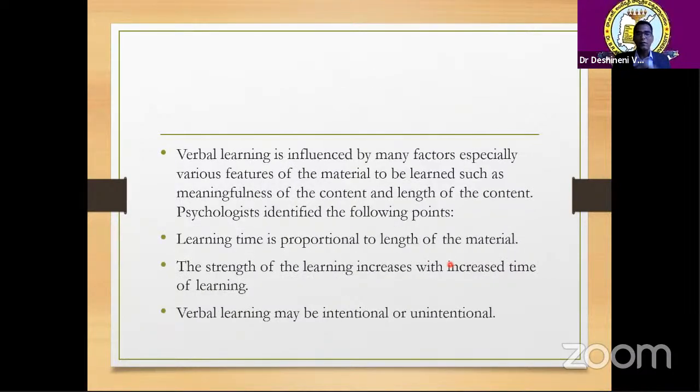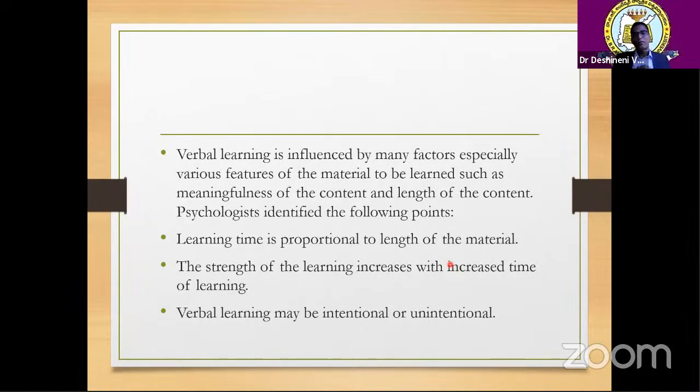So verbal stimulus materials and verbal responses are very important in the study of verbal learning. And another important thing when it comes to verbal learning is it is influenced by many factors. Especially if we want to see the major factors, they are features of the material to be learned by a particular learner. Features of the material means, for example, how meaningful the material is. That means meaningfulness of the content definitely influences the verbal learning. When a child is involved in verbal learning, if the content is meaningful, then the verbal learning will be more effective, more efficient.